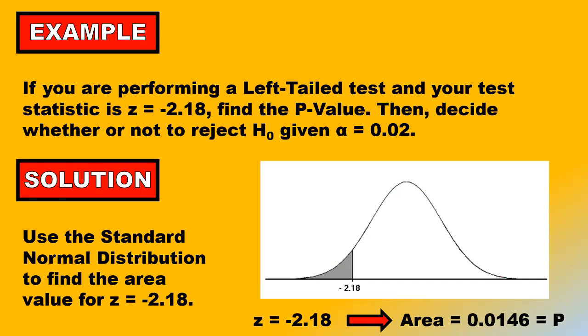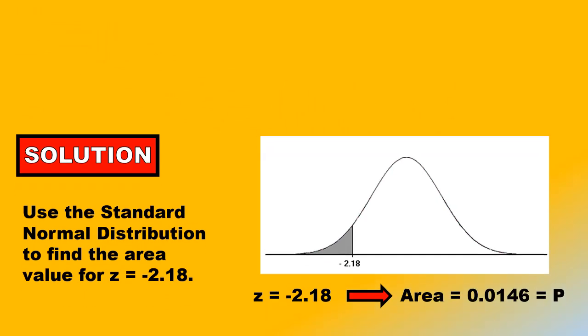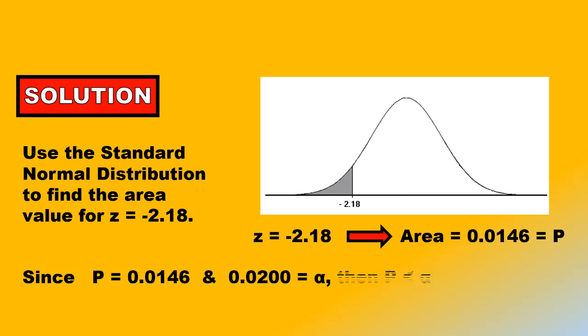So now let's perform the p-value decision rule. Let's get rid of that, slide this up a little bit. So we're going to take our p, which is 0.0146, and our alpha, which is 0.020, and compare them. So in this case, the p is less than the alpha. If p is less than alpha, we reject H naught. So our decision here is to reject H naught.